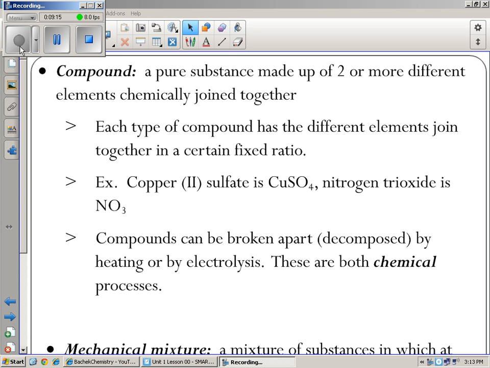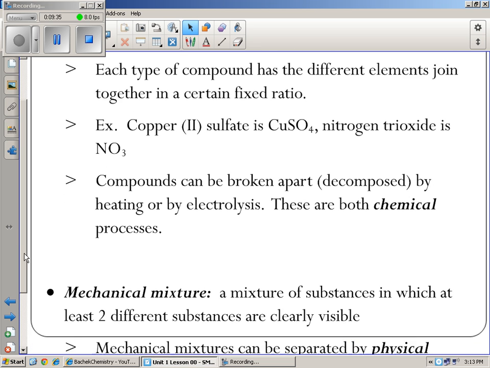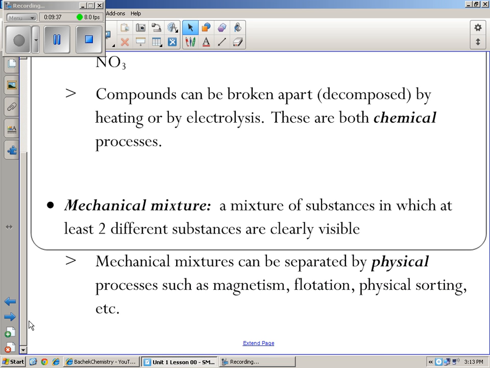We're going to burn some stuff. We're going to heat up some stuff. It'll be cool. Actually, we wouldn't burn it because that's combustion. We're going to decompose stuff. It'll be fun. Okay, so, or by electrolysis, both of those are chemical processes.